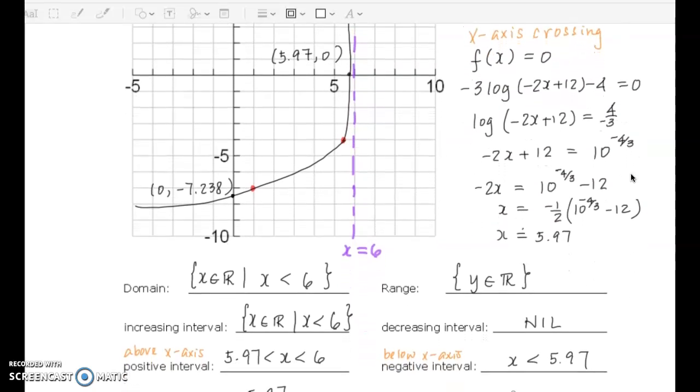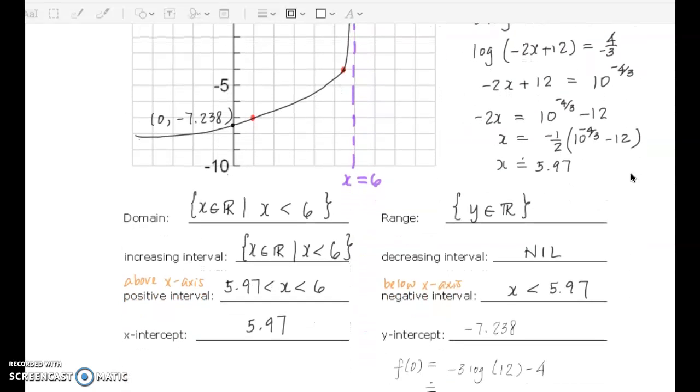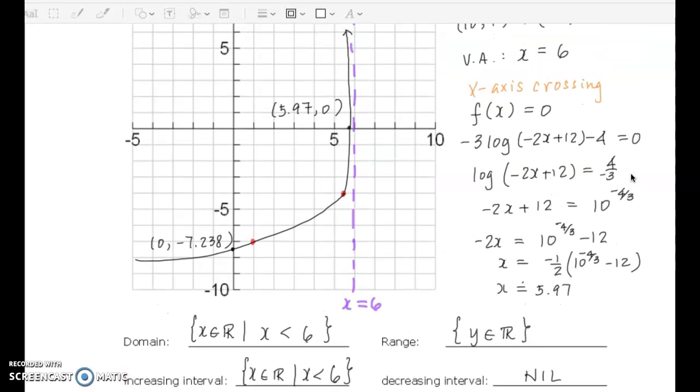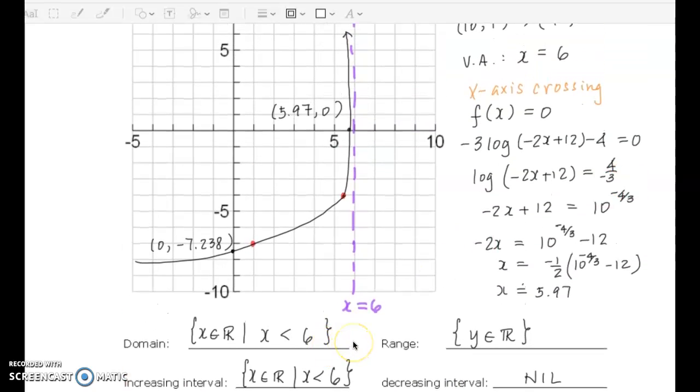Now to answer the questions at the bottom of the page, you find the domain and range. So when you look at the graph of your function, it is to the left-hand side of x equals 6. So that means all the x values belong to real numbers but must stay less than 6. But the function continues forever up, and the function continues technically forever down. We're just very slowly going down, but it is going down. So the range is y belongs to real numbers.